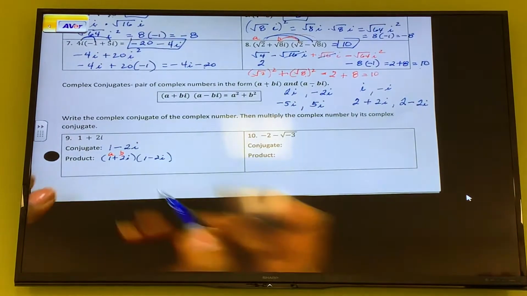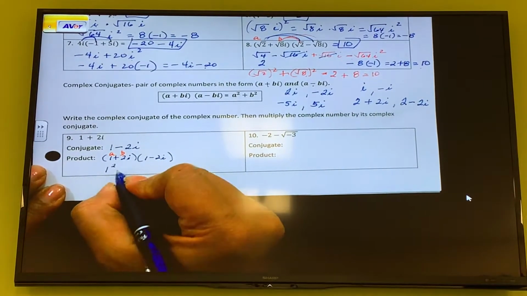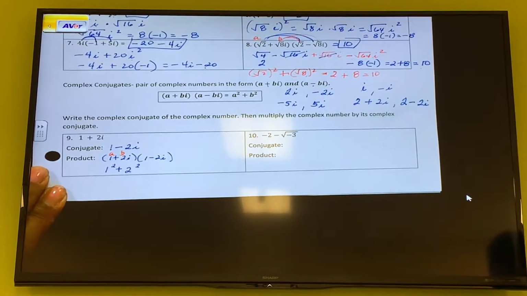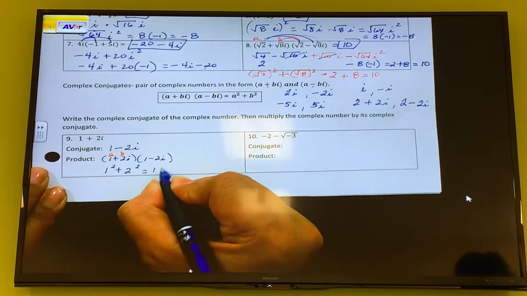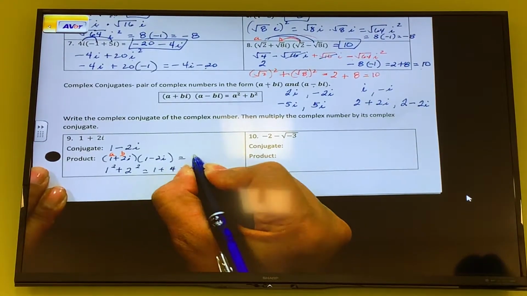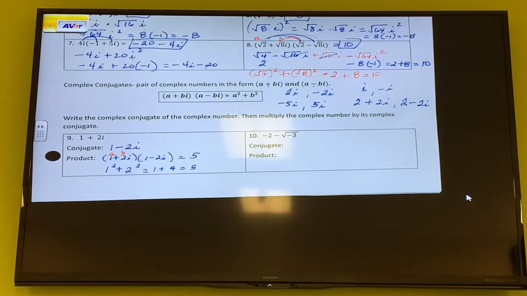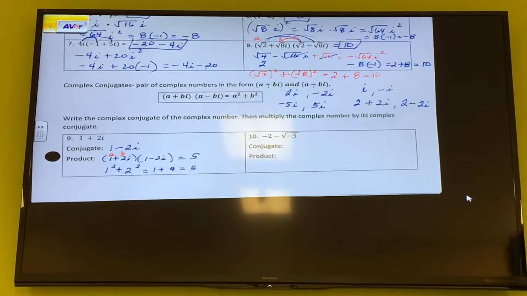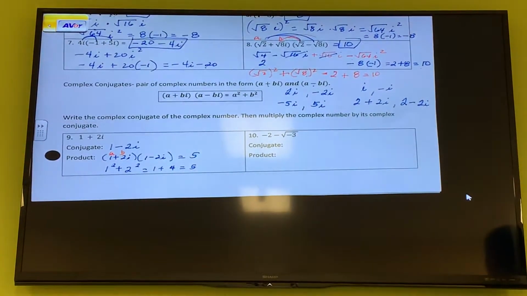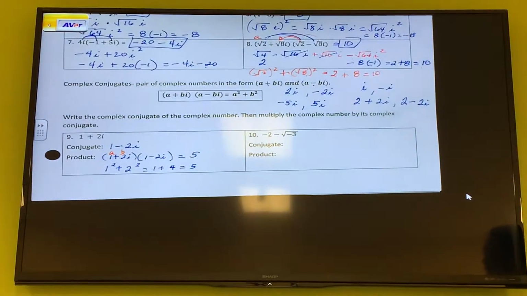Okay? So a would be 1 squared, and b is 2, so it's going to be 2 squared. And what's 1 squared plus 2 squared? 1 plus 4, so that means the answer is 5. Without doing all the FOIL, the answer is just 5. You just do a squared plus b squared. Okay, remember, this only works when they're complex conjugates. Right, number 10.